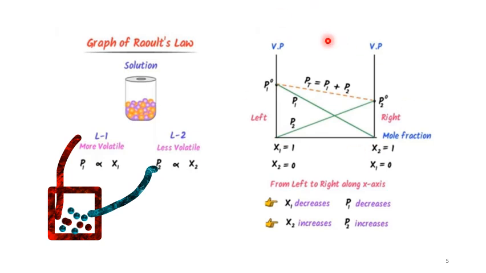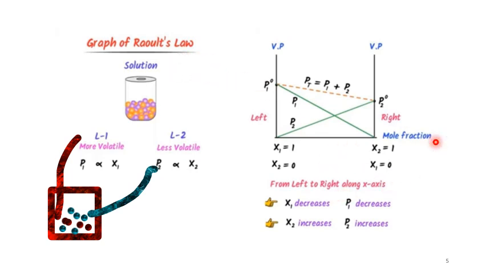Then we draw a graph, with X as the mole fraction and Y as the vapor pressure, and we construct the graph using straight-line points. From the graph, moving left to right along the x-axis, when the mole fraction decreases, the vapor pressure also decreases. Then as the X2 mole fraction increases, the vapor pressure also increases. So it is directly proportional to vapor pressure.